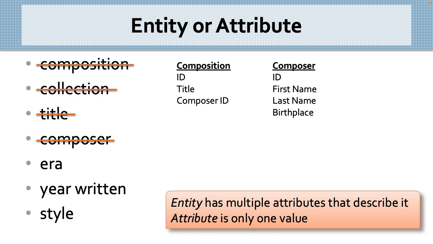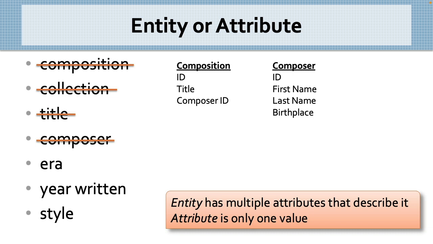Next, we have era. Music historians have divided classical music into three eras: Baroque, Classical, and Romantic. They actually use these eras to describe composers, not compositions. For example, Bach lived during the Baroque era. Thus, every one of his compositions was a Baroque composition because he was a Baroque era composer. So era is an attribute of composer, not composition.